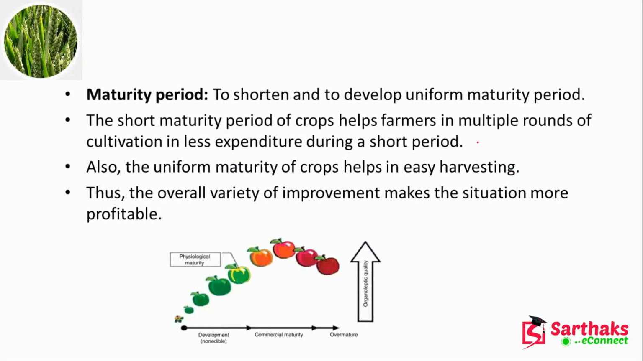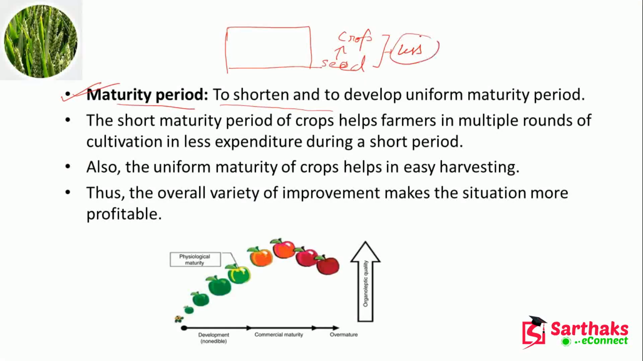Next is the maturity period. Here, to shorten the period of maturity or to develop a uniform maturity period is also a very challenging thing. Now, the short maturity period of the crops helps the farmer in multiple rounds of cultivation with less expenditure during a short period. Suppose you have one field here, and one crop production from seed to crop, that means this time will be less.